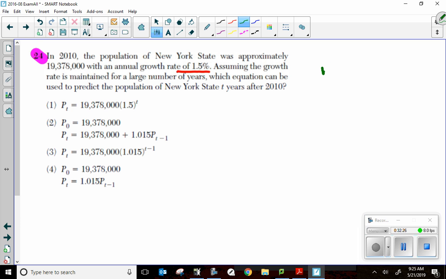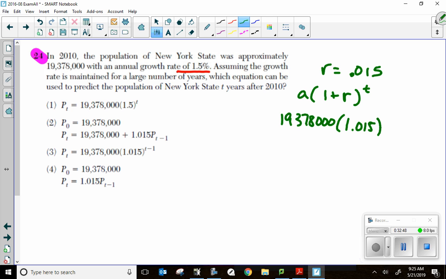My growth rate is 1.5%. That means it's 0.015. If I were to do a growth decay equation, I would have my starting amount times 1 plus my rate raised to time. So I'd have 19,378,000 times 1.015 to the t. If I look here, that's not the same. They just put 1.5 right here in the expression. That's wrong.